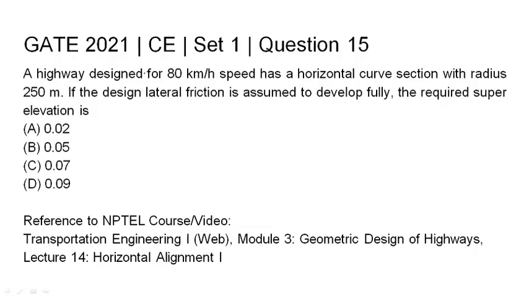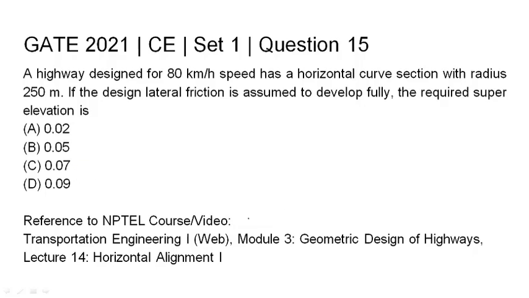2021 Civil Engineering Set 1 Question 15. A highway designed for 80 km per hour speed has a horizontal curved section with radius 250 meters. If the design lateral friction is assumed to develop fully, the required super elevation is. The options are given as 0.02, 0.05, 0.07 and 0.09.